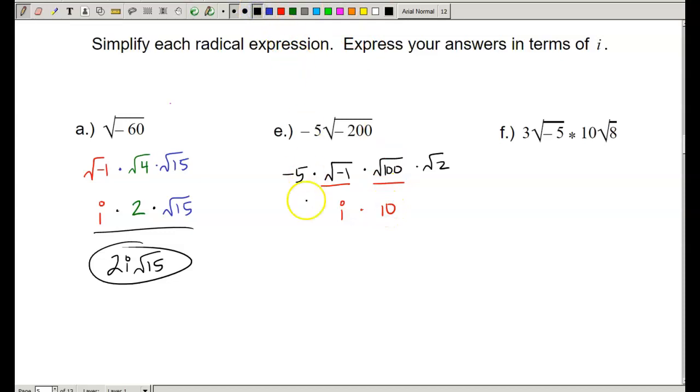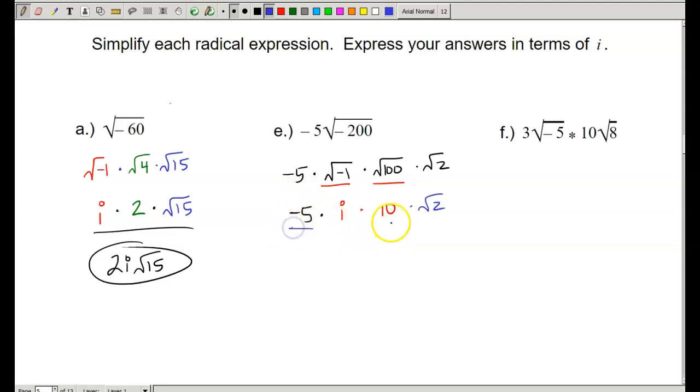The rest of it I'm going to bring down. I have negative 5 that was just sitting out there before, and I have the square root of 2, which is just stuck in. So when I put all this together, I would just multiply things that I can multiply and rearrange these terms.